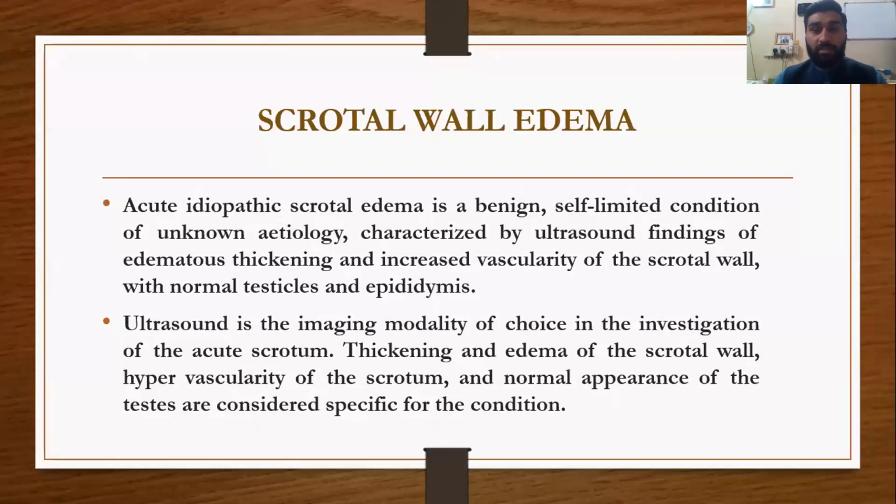Well, the next pathology is the scrotal wall edema. Acute idiopathic scrotal edema is a benign, self-limited condition of unknown etiology, characterized by ultrasound findings of edematous thickening and increased vascularity of scrotal wall with normal testicle and epididymis. Ultrasound is the imaging modality of choice in the investigation of acute scrotum. Thickening and edema of the scrotal wall, hypervascularity of the scrotum, and normal appearance of the testes are considered specific for the condition.